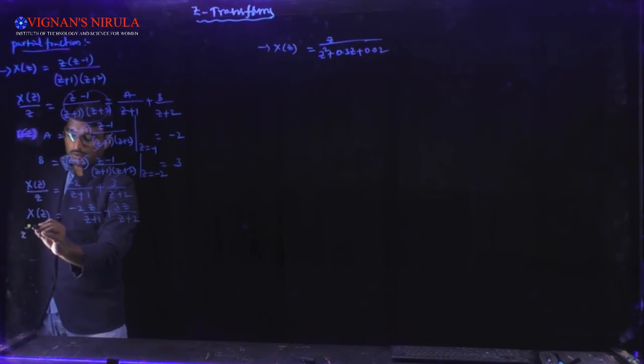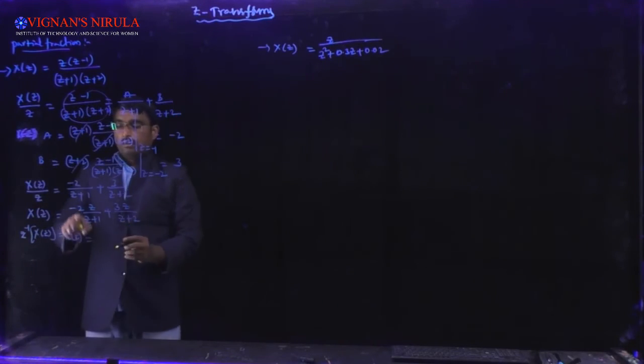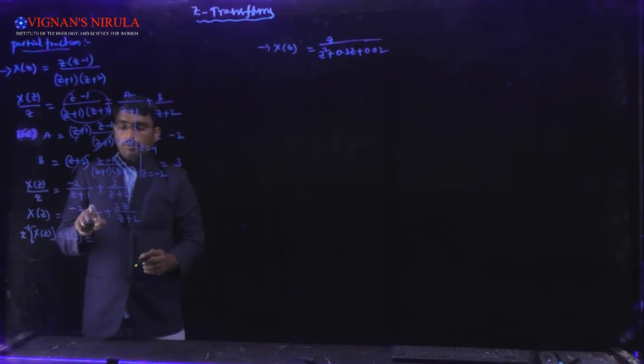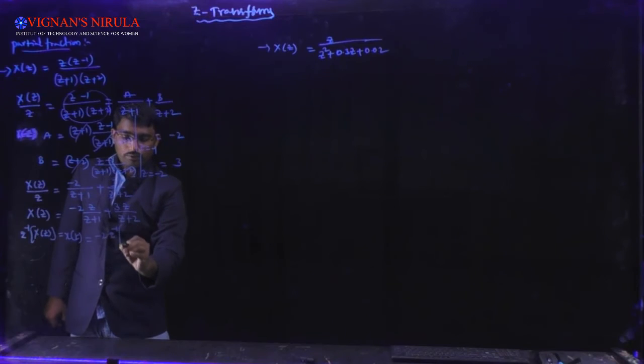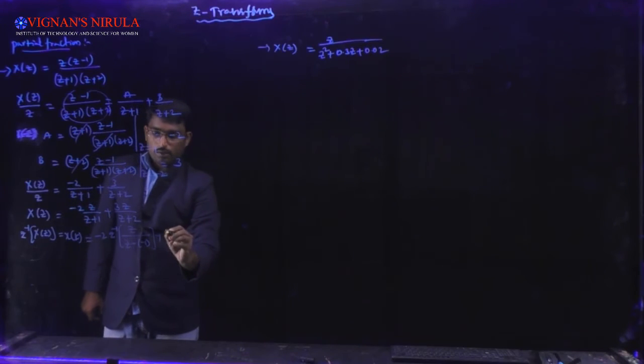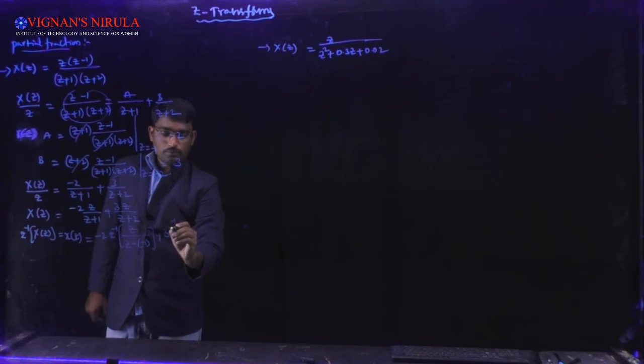Now Z inverse of X(z), simply x(k), will be equivalent to -2 times Z inverse of z/(z + 1), I am writing this z + 1 as z - (-1), and here it is 3 times Z inverse of z/(z + 2), I am writing z + 2 as z - (-2).